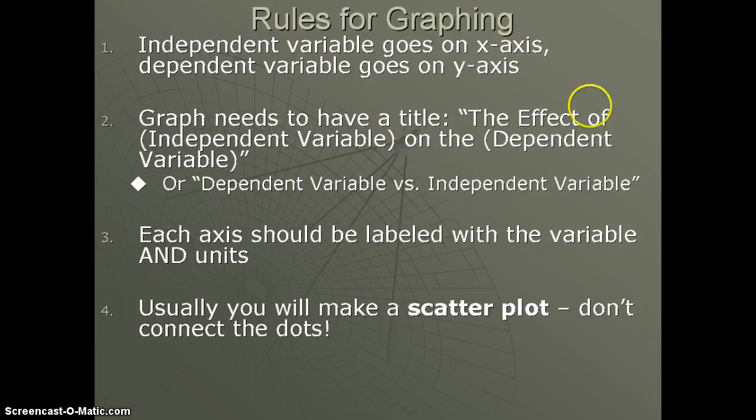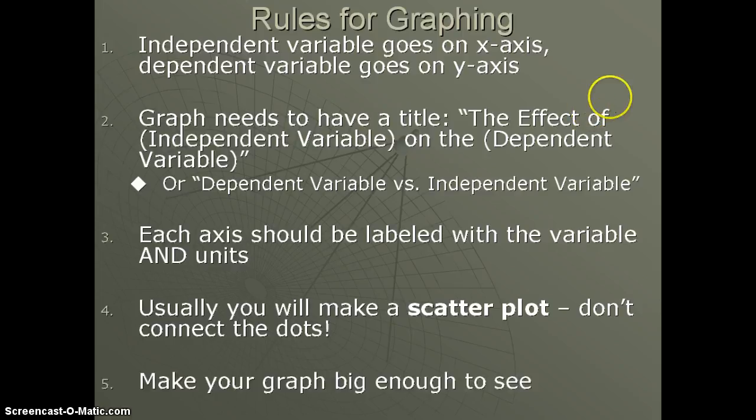Usually you will make a scatter plot, so not a bar graph, not a pie chart, not a line graph. So in a scatter plot you don't connect the dots. Last rule, you want to make your graph big enough to see, so make sure you're using the right scale.